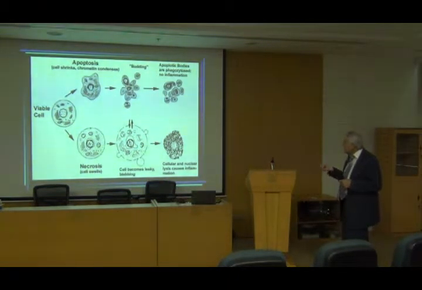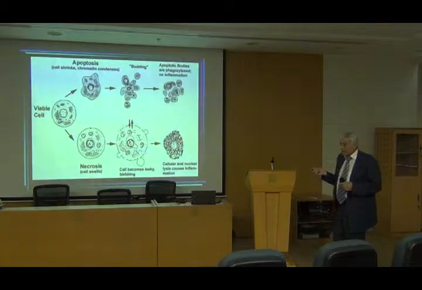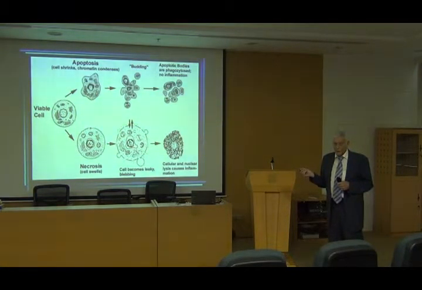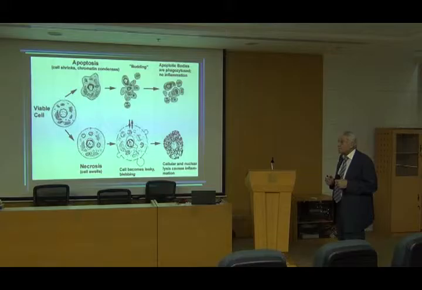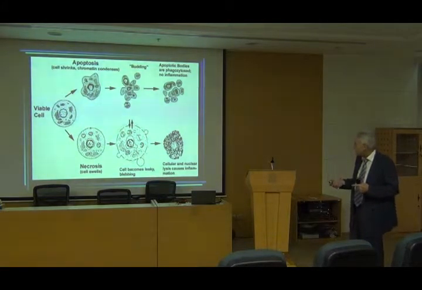You see here, this graph is 100 years old. Therefore, I show this. It's handmade. I found this table in a very, very old book. You see a viable cell, and on the upper stage you find the apoptosis: the cell shrinks, the chromatin is condensed, and there is budding, and apoptotic bodies which can be removed by phagocytosis.